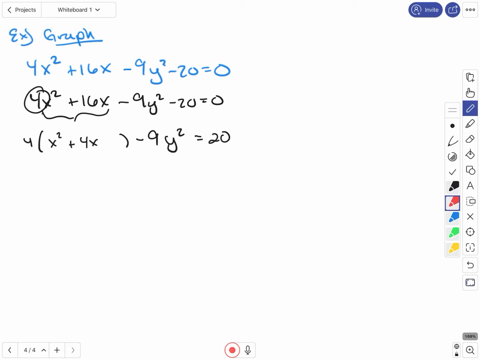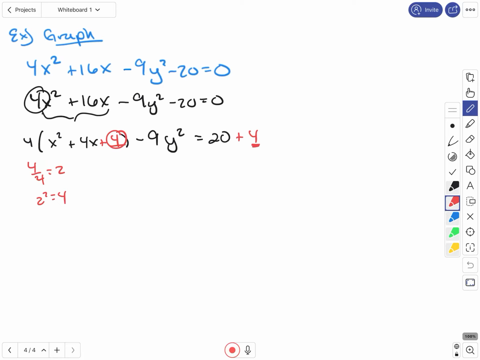Now inside those parentheses, we're going to complete the square. So 4 divided by 4 is 2, and 2 squared is 4. So 4 is the number that I need to add to both sides. Okay, so the 4 inside these parentheses, we need to balance the equation by adding it to the other side.